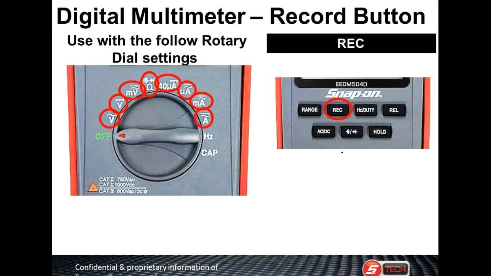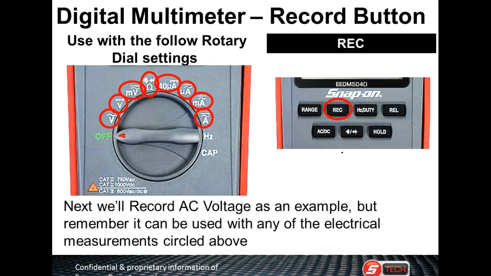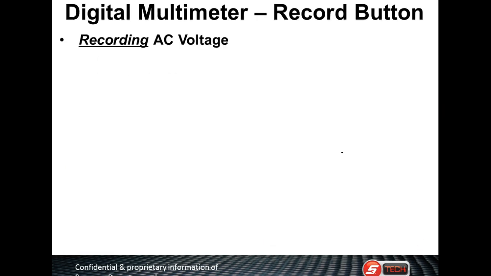So this works on all of them. We can use it on volts AC, volts DC, millivolts AC, DC. We can use it on ohms or resistance. We can use it on all our amp scales. This record button will work on everything, right? Except hertz and capacitance. We'll record AC as an example, but remember it can be used on any electrical measurements in the circle.